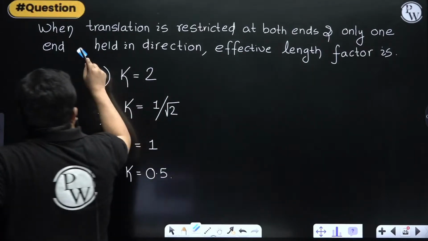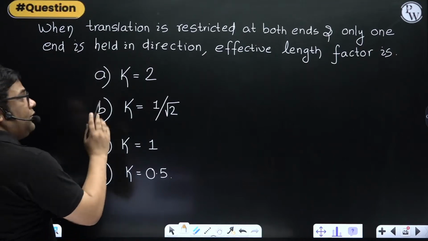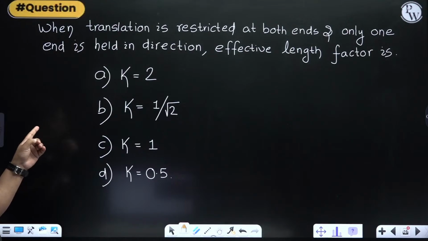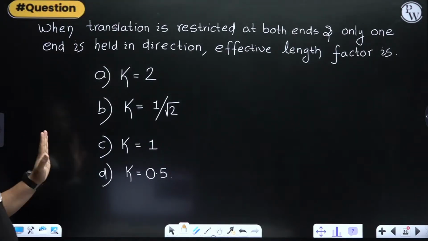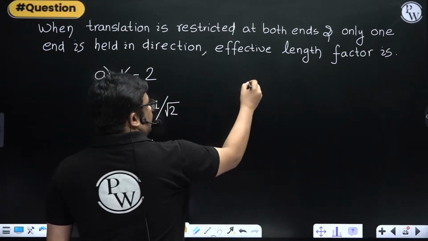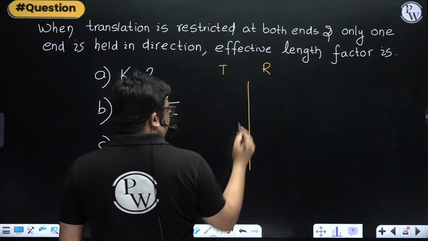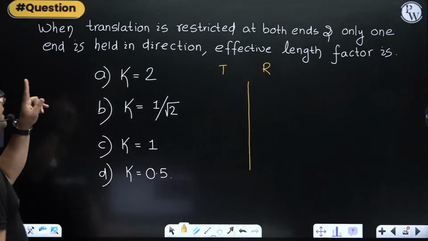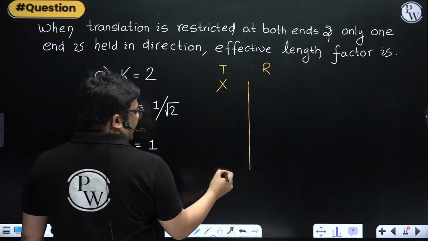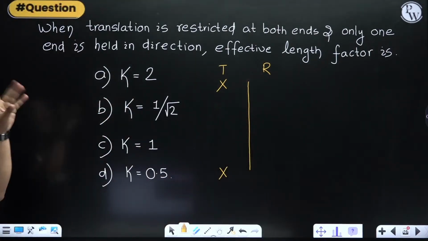Okay. So you see, they're not always going to ask you something very simple like this is fixed, this is not. They're going to ask you in complicated language like this. But if you have understood the things, then you can easily solve this complicated language also, right? So just draw the column. Then translation, rotation. Translation is restricted at both the ends, so restricted, restricted. Then what is written? Only one end is held in direction.